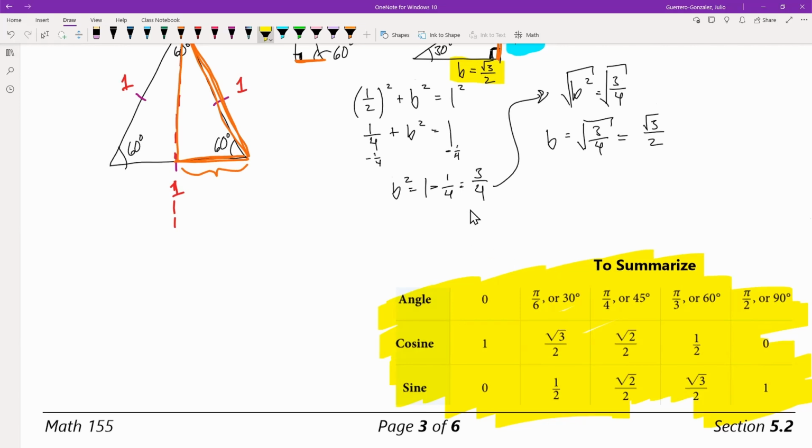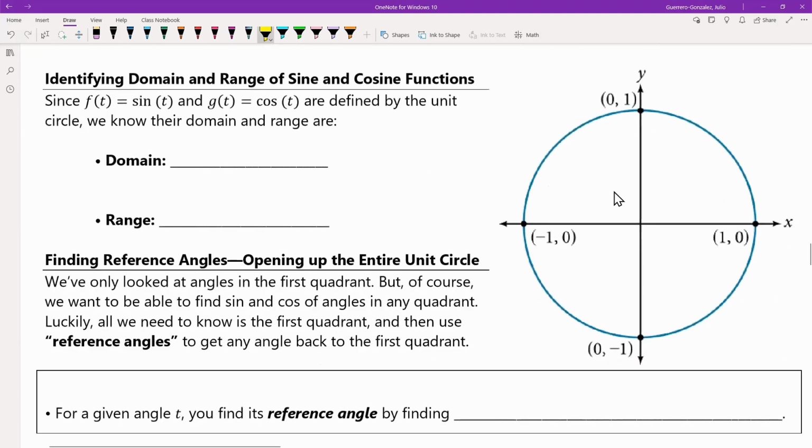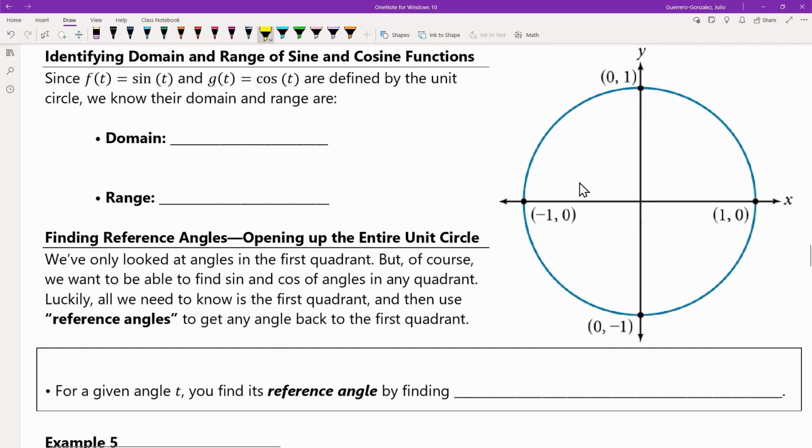Okay. So now, identifying the domain and the range of sine and cosine. So we know that sine is the vertical, the y value, and the cosine is the horizontal, the x value, right? If you take a look at the unit circle, it already gives us our domain and range, okay? So remember how sine and cosine worked, right? The sine was the vertical, the cosine was the horizontal, right? If you notice for both, let me actually start with the other one. Let me start with cosine.